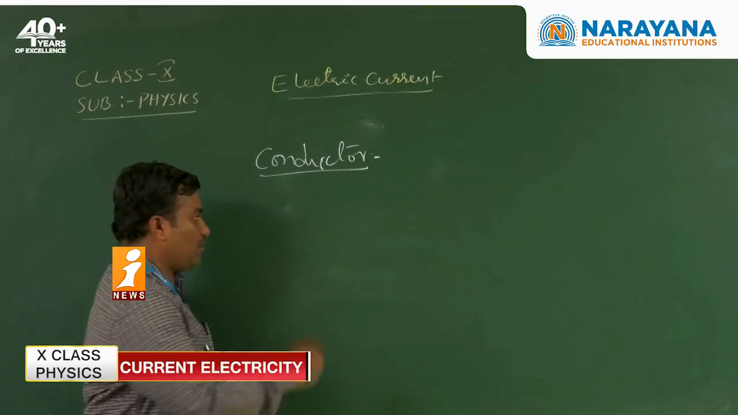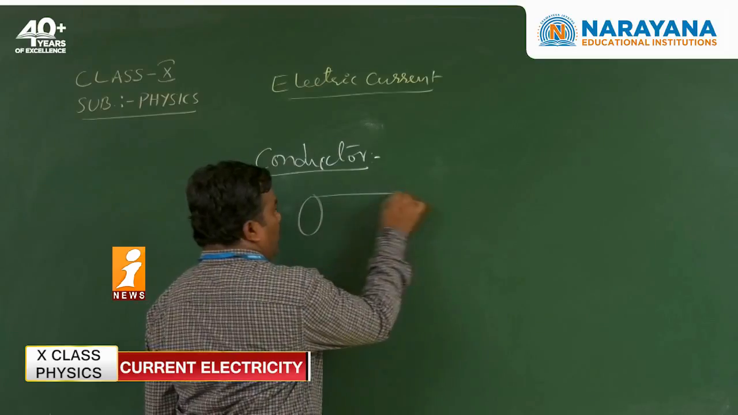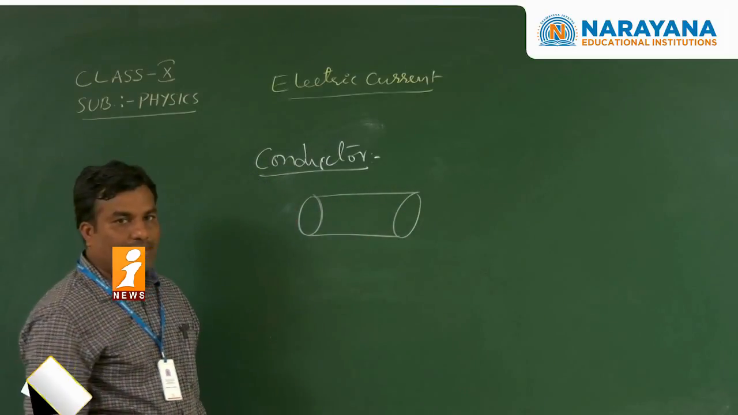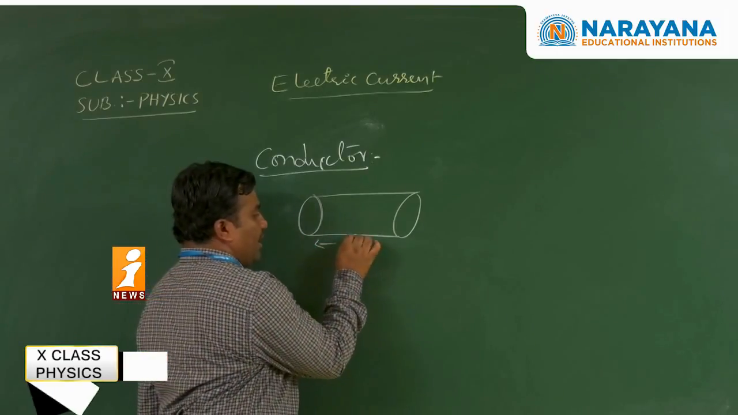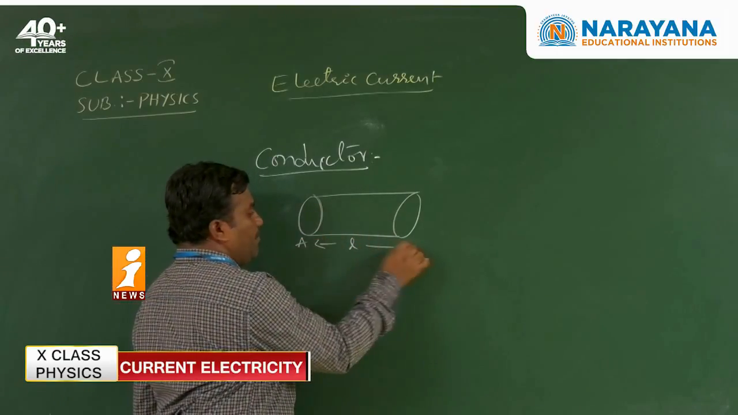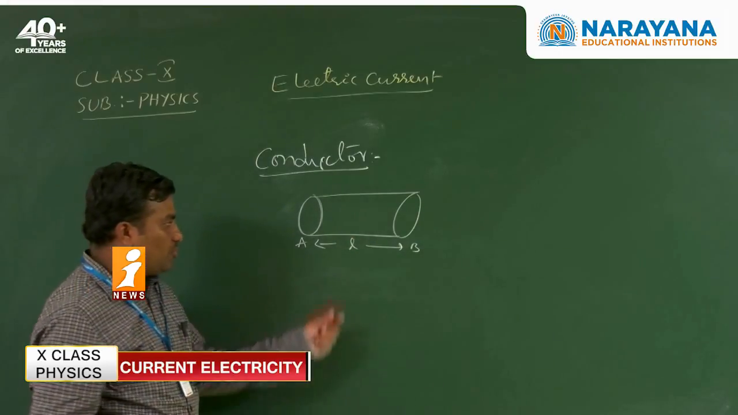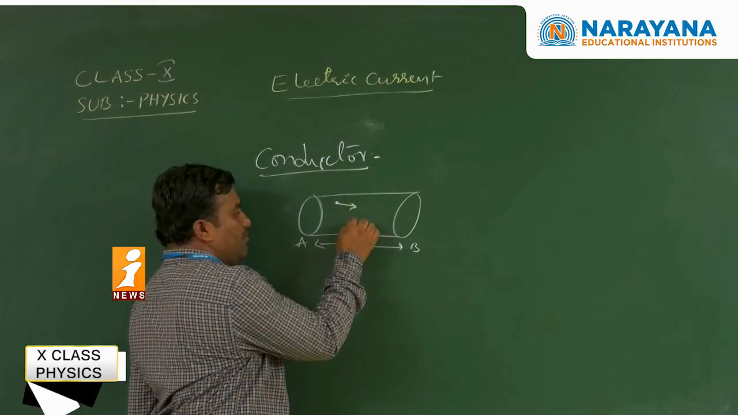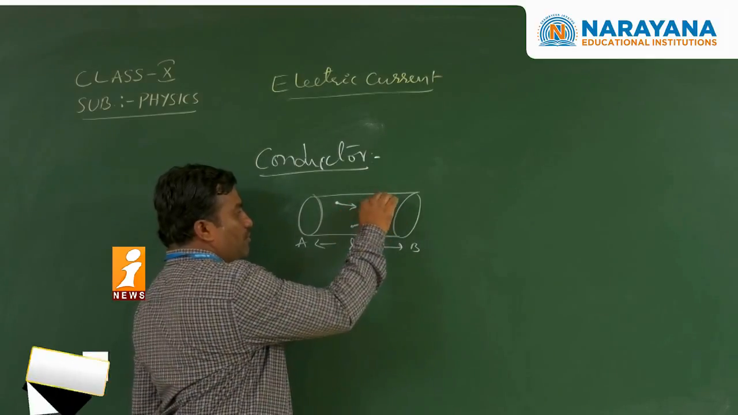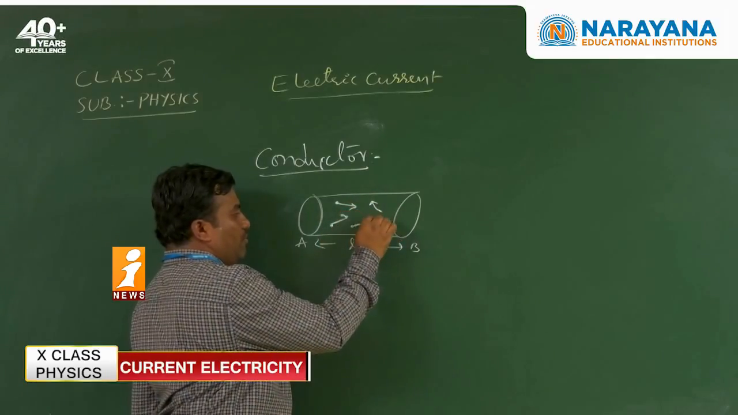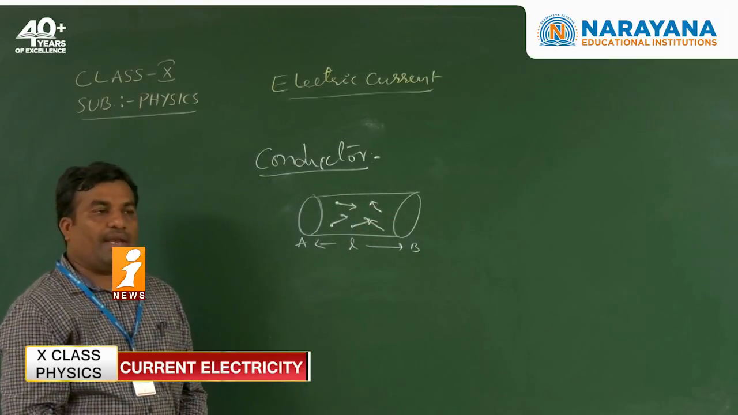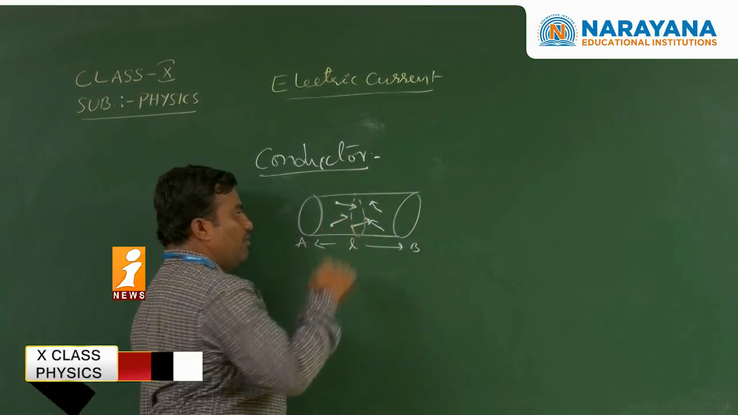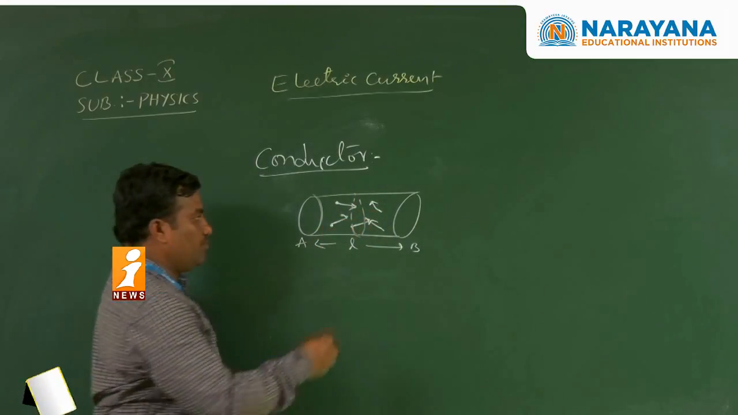These free electrons we are observing here. A conductor has a uniform cross-sectional area and length. Here we take length L, with ends A and B, and a unit area of cross section. But free electrons can move randomly in any direction. We are observing a unit cross-sectional area here.